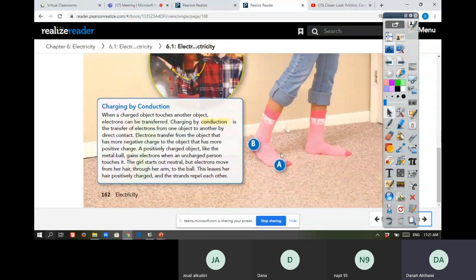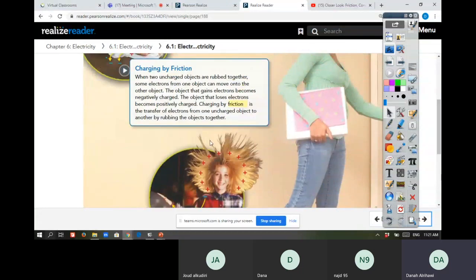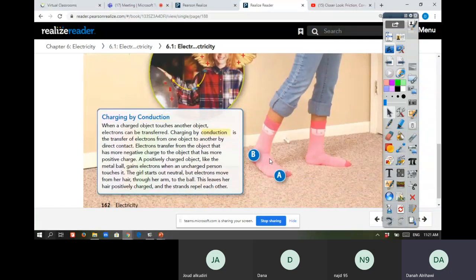So how will this static electricity build? One of them loses, while the other will gain. Lose and gain by friction. If one loses electrons, it becomes positive. The one who gains electrons becomes negative. This is the first way.